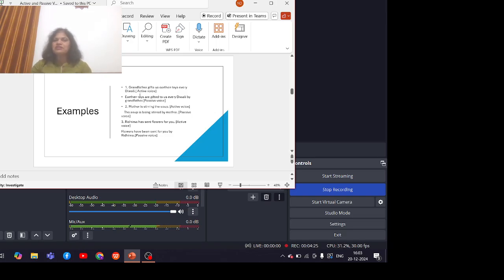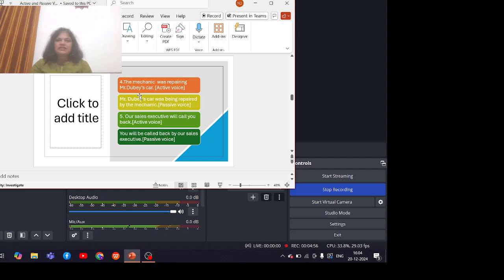So in this sentence, children, flowers, it's plural. That's why we have used have. And whenever we see the present perfect tense, whenever we see perfect tense, we always use been. So here flowers have been sent for you by Ridhima. So one more thing, children, you just keep in mind that we use the third form of the verb or we use the ed form of the verb.